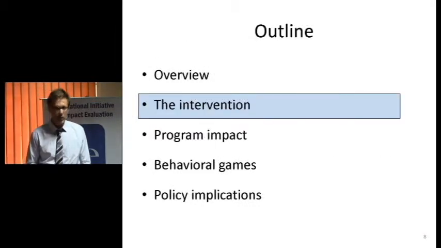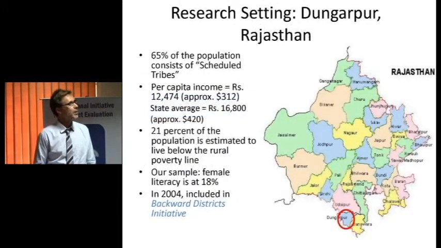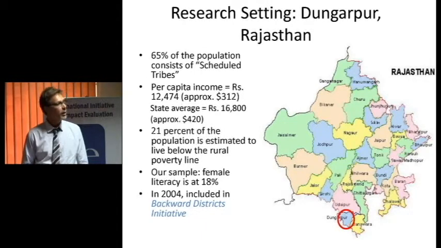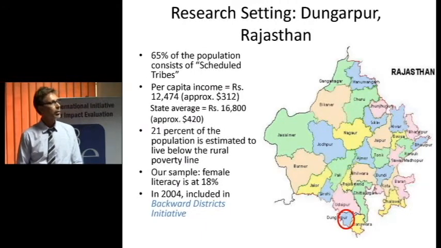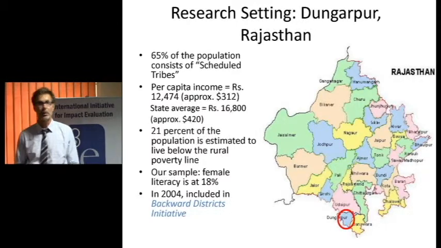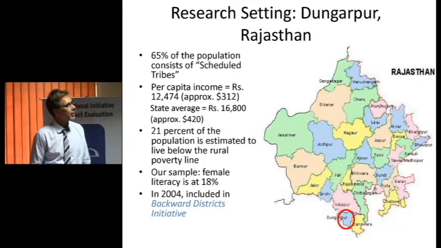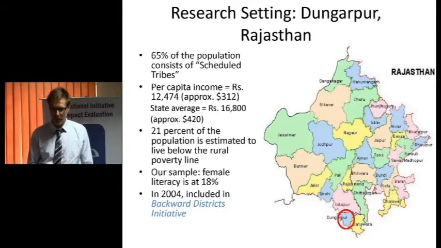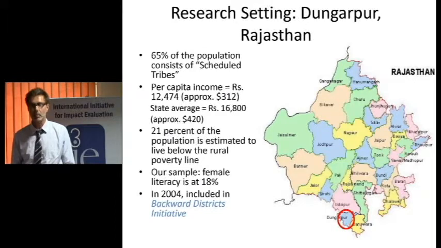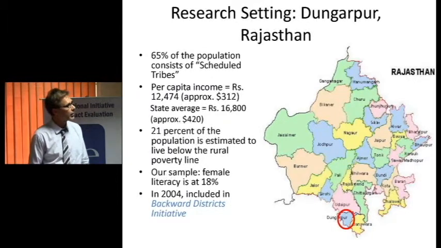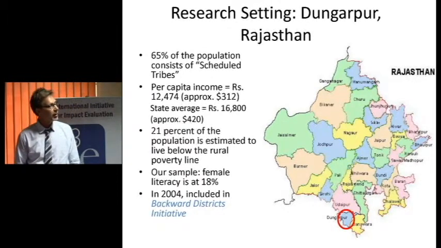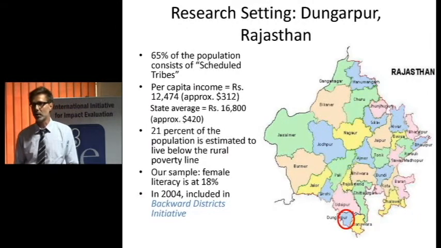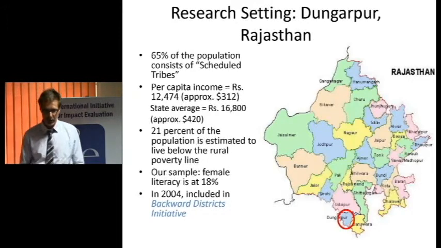So what about the particular intervention that we are looking at? Well, the research setting is the Dungarpur district in southern Rajasthan. Rajasthan is a poor state. Dungarpur is a poor district in a poor state. 65% of the population are what is referred to as scheduled tribes. Per capita income in this district is approximately $312, whereas the state average is something like $420. 21% of the population is estimated to live below the rural poverty line, and at least in our sample, only 18% of the women are actually literate.